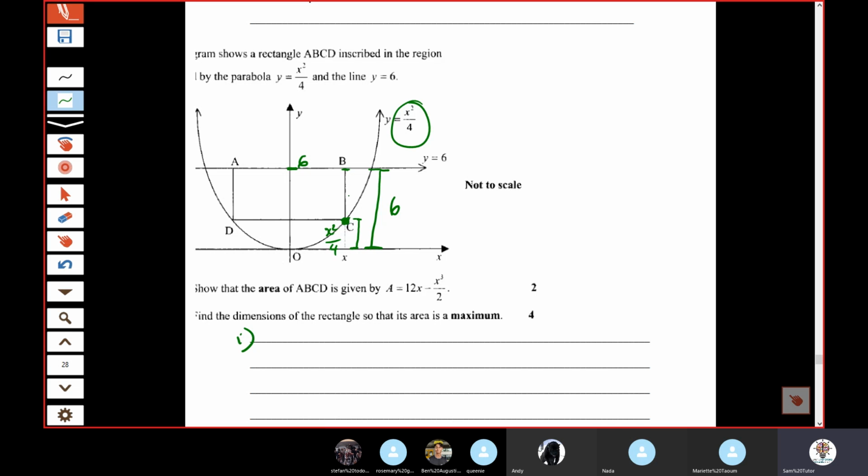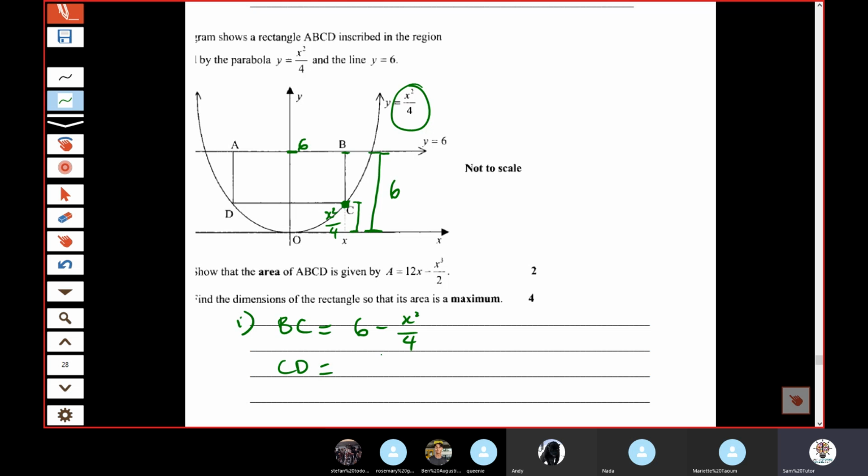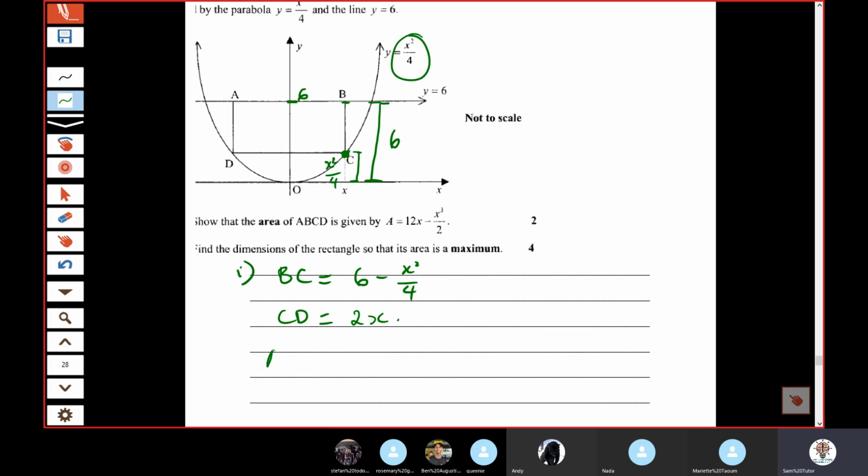Now, like I said, what's the length BC? BC equals 6 minus x squared on 4. Now, what's the length CD? 2x. And I think we should be done. Area equals 2x times 6 minus x squared on 4, which equals, I'm just going to copy the answer because I think we have it. Now does that make sense?